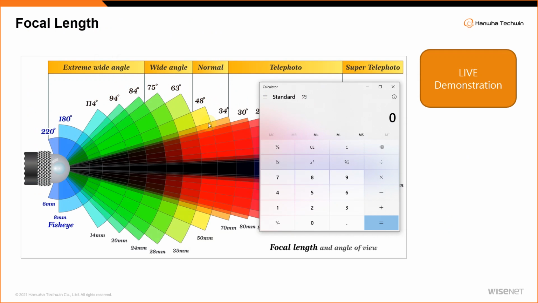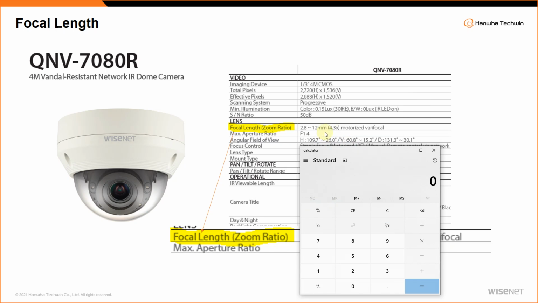Even for standard cameras, it can be mentioned, for example, 4.3x. It's not a PTZ camera. It just means 12 divided by 2.8 is 4.28, 4.3 times zoom, motorized varifocal.